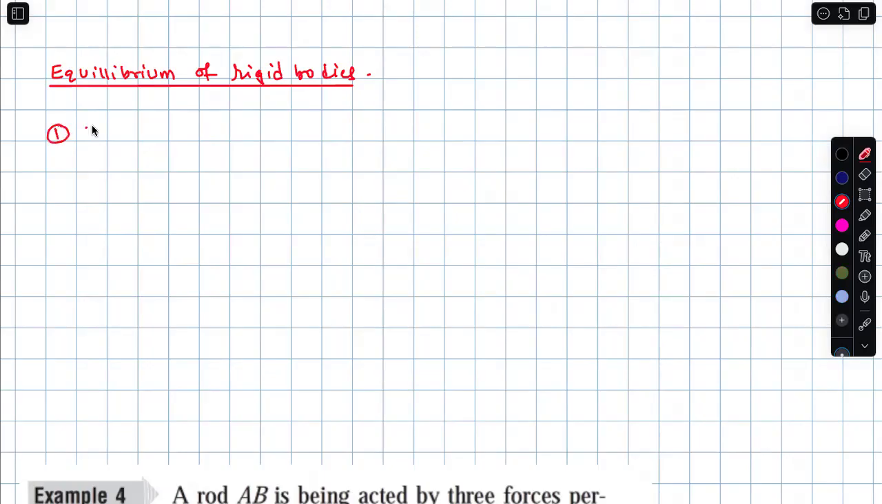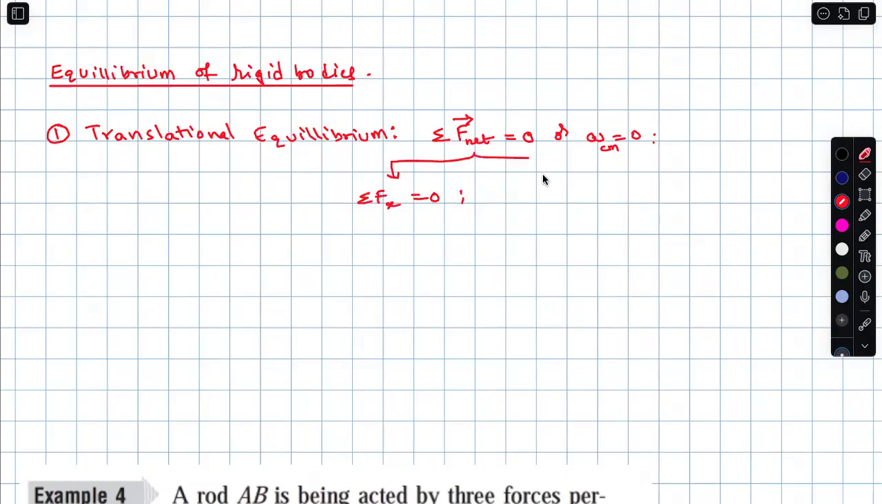One is translational equilibrium. This results in net force being zero, or acceleration of the center of mass being zero. Generally, what we will do in this process is sigma Fx equals 0, sigma Fy equals 0. You will resolve forces into components along the x-axis and along the y-axis, and equate the net to 0. That is the translational equilibrium condition.